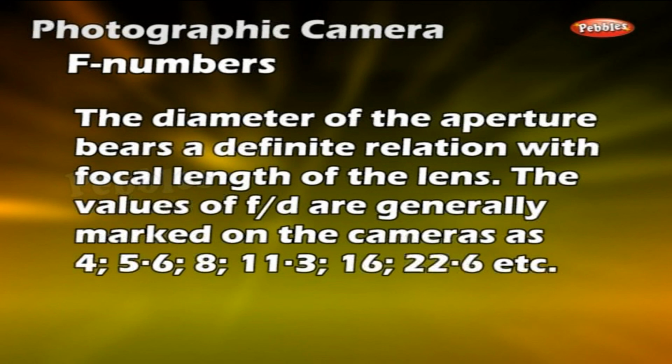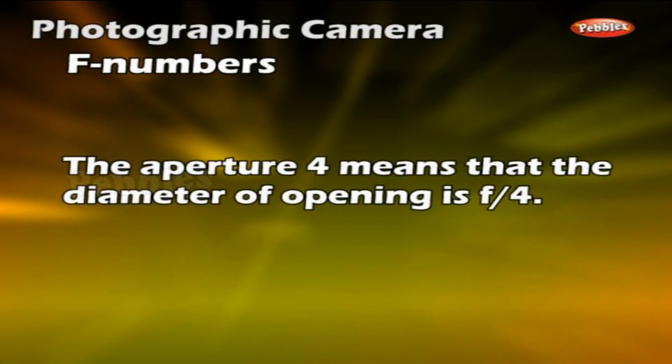F numbers. The diameter of the aperture bears a definite relation with the focal length of the lens. The values of f by d are generally marked on the cameras as 4, 5.6, 8, 11.3, 16, 22.6, etc. The aperture 4 means that the diameter of the opening is f by 4.